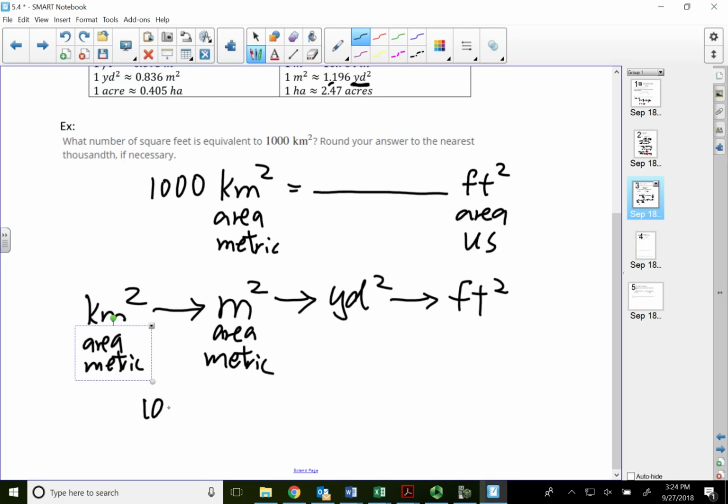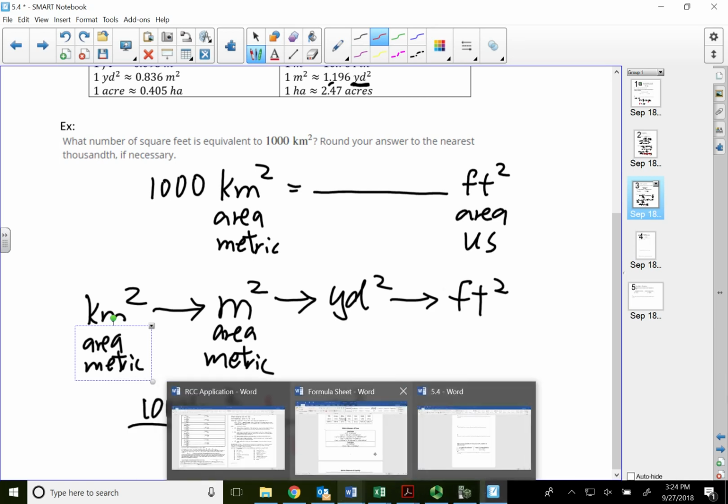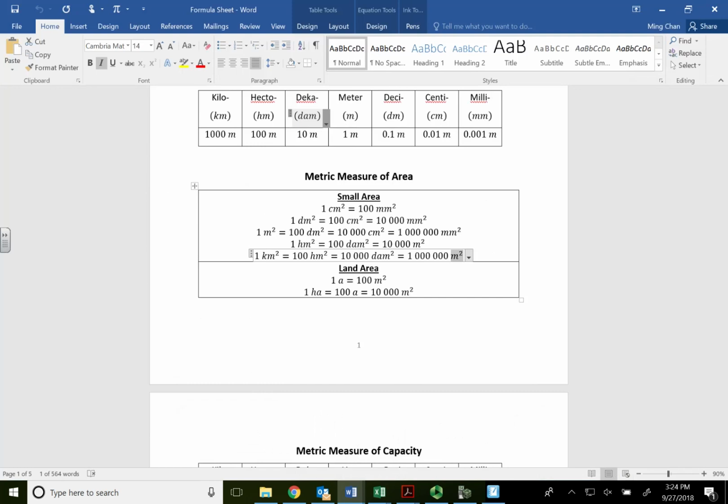So I have 1,000 square kilometers over 1, times another square kilometer down here. I need to go to square meter next, and it's 1 square meter for, did I say 1,000? I meant to say 1,000,000. That's 1,000,000 square meters.